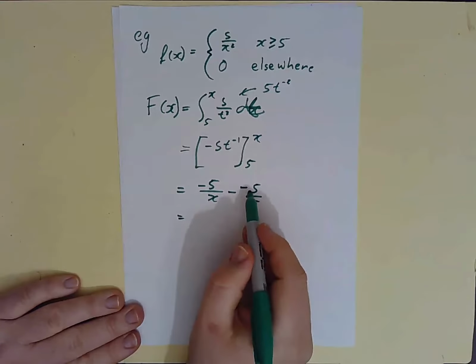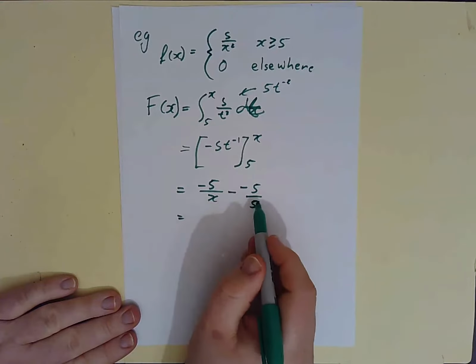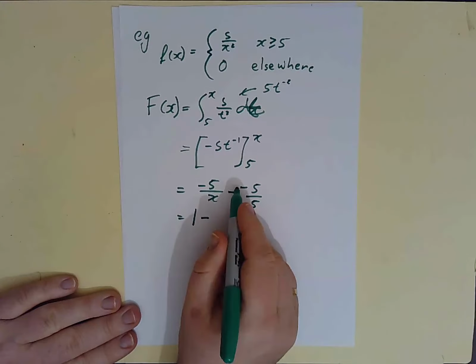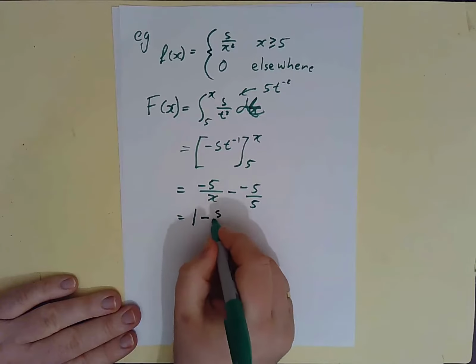Now I can do a little rearranging. 5 over 5 is 1, minus minus is a plus, so instead of saying plus 1 at the end, I'm going to say 1 at the front, minus 5 over x.